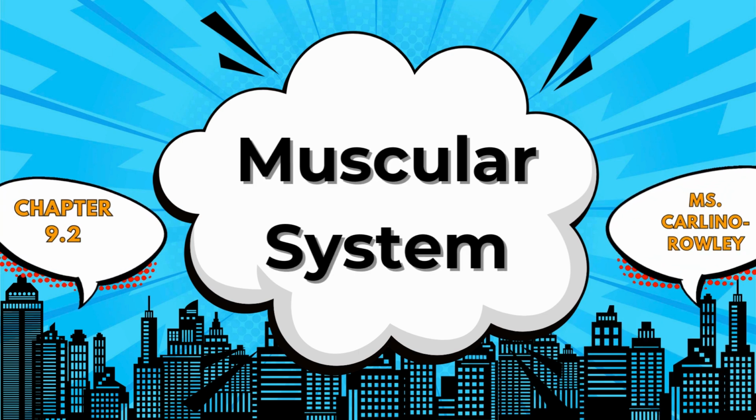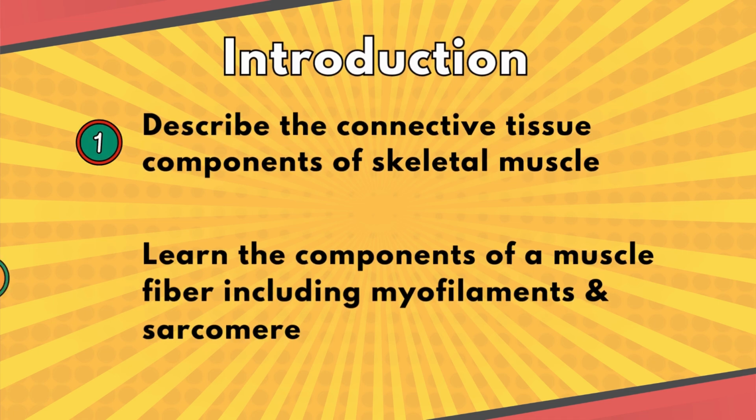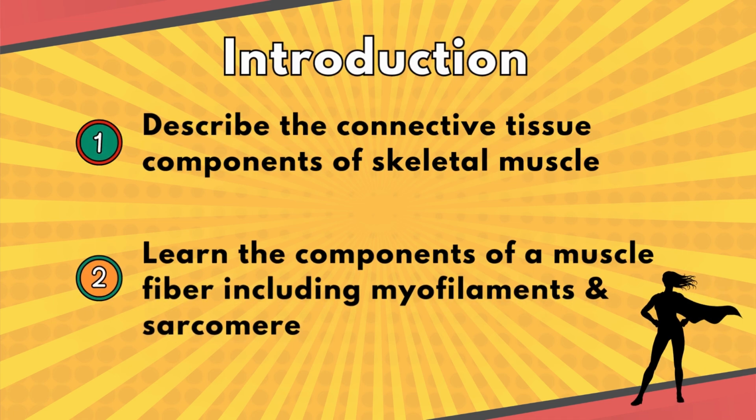This video is part 2 of Chapter 9, the Muscular System. In the first video, we learned about the different types of muscle tissue. In this video, we will focus strictly on skeletal muscle. Specifically, we will learn about its anatomy. We will describe the connective tissue components of skeletal muscle, and we will dive into the components of a muscle fiber, including the myofilament arrangement in the sarcomere.